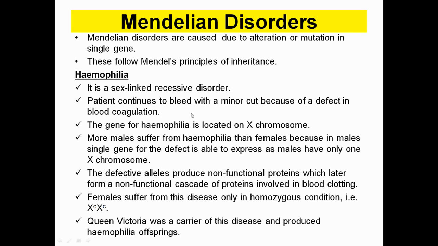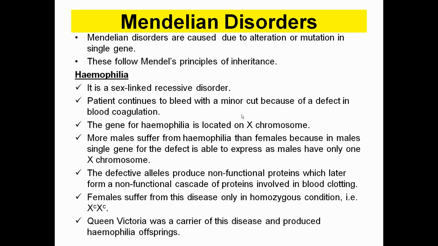Patients continue to bleed with a minor cut because of a defect in a blood coagulation factor. As you know, there is a cascade of proteins involved in blood coagulation. So one factor is missing in case of hemophilia. The gene for hemophilia is located on the X chromosome. So males are going to be the sufferers.